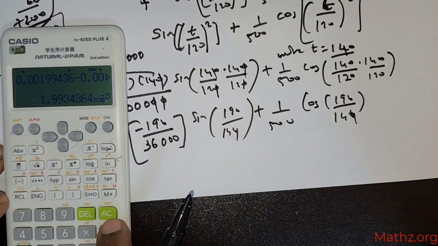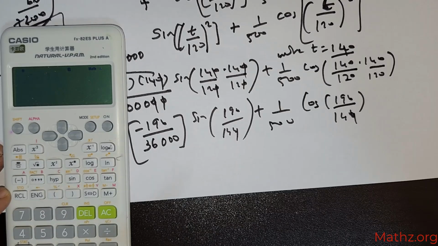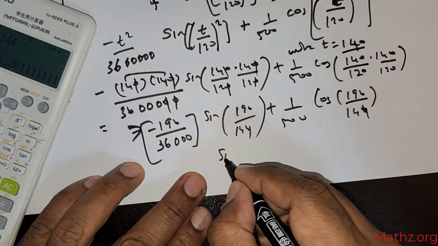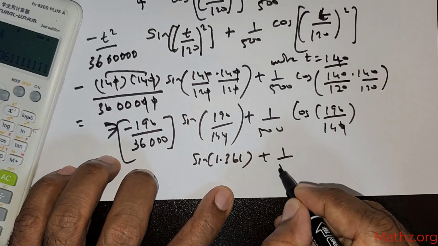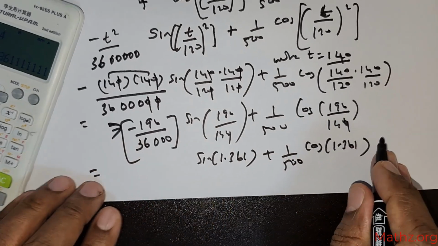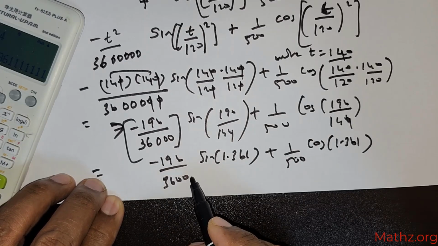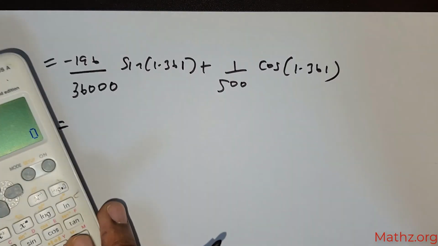196 by 144, let me show you that. 196 divided by 144 is 1.361, so sine of 1.361 we have to calculate, and cos of 1.361 we have to calculate. That has to be multiplied with 196 divided by 3600. Okay, let me utilize this calculator.